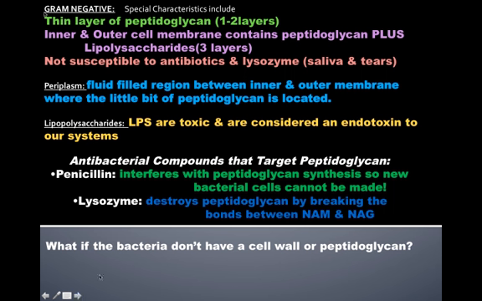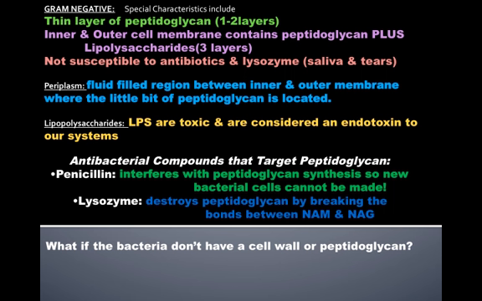So when we look at the gram-negative, let's write down that there's a thin layer of peptidoglycan, only 1 to 2 layers. It has an inner and outer cell membrane that contains the peptidoglycan plus the LPS. That gives us our 3 layers. And it is not susceptible to antibiotics and lysozyme. Now, the periplasm, so that you can write this down as a definition so you don't forget, is a fluid-filled region between the inner and the outer membrane where that little bit of peptidoglycan is located.